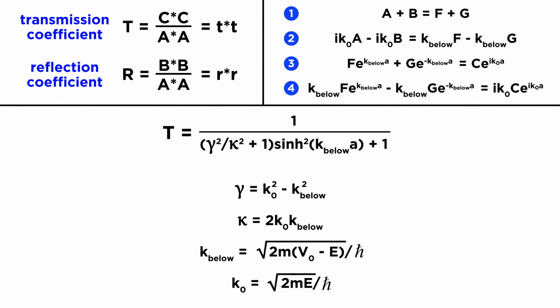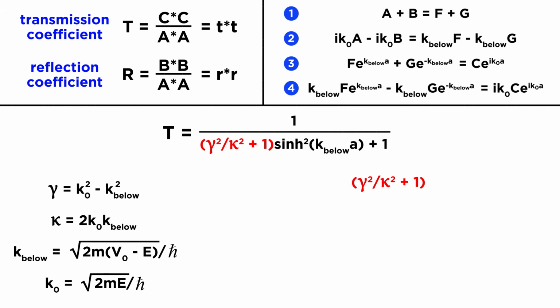Now, given where we are at in solving for t, we are ready to plug back in our original expressions for all of these constants. This means the expressions we just defined as being equal to gamma and kappa, but also the definitions of k below and k naught, which we outlined in the previous tutorial. To keep things as simple as possible, let's do this one chunk at a time. First, let's find gamma squared over kappa squared plus 1.